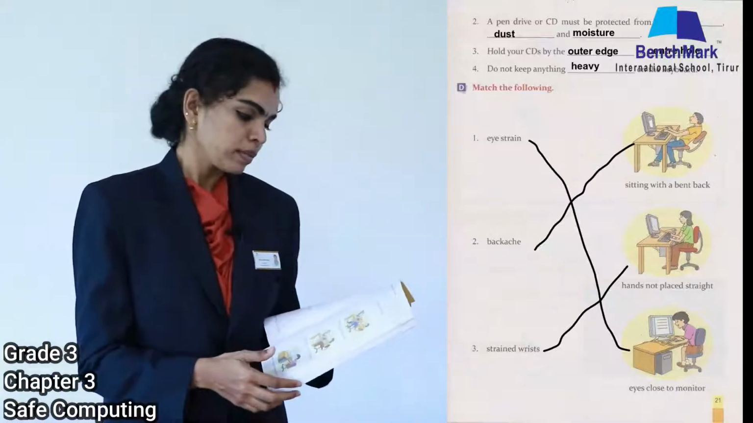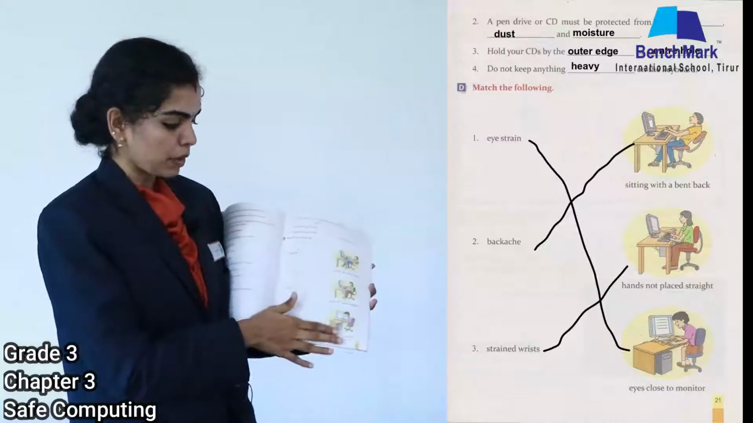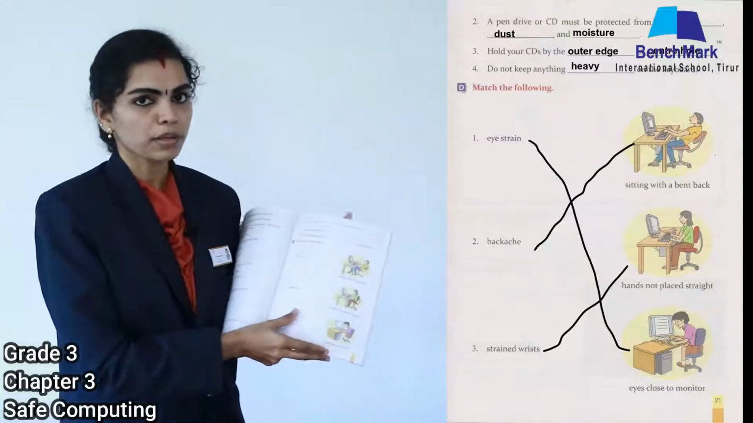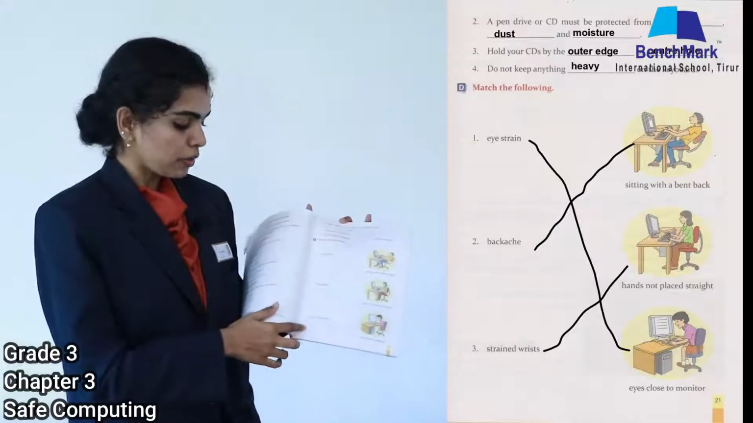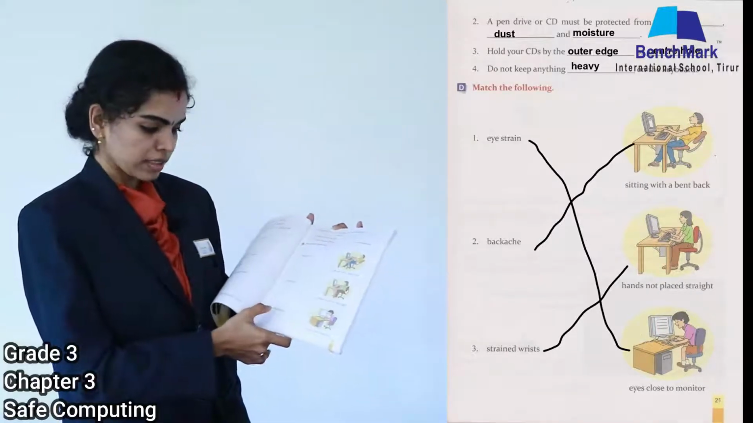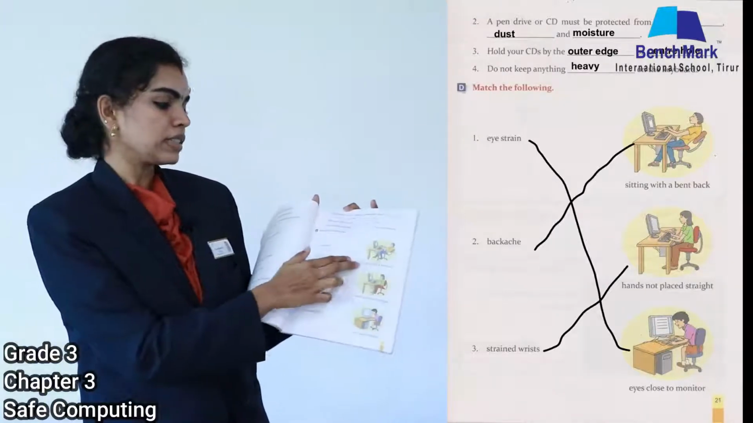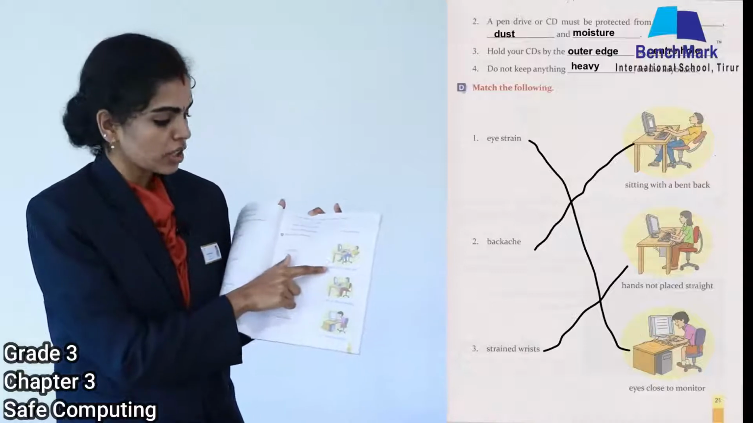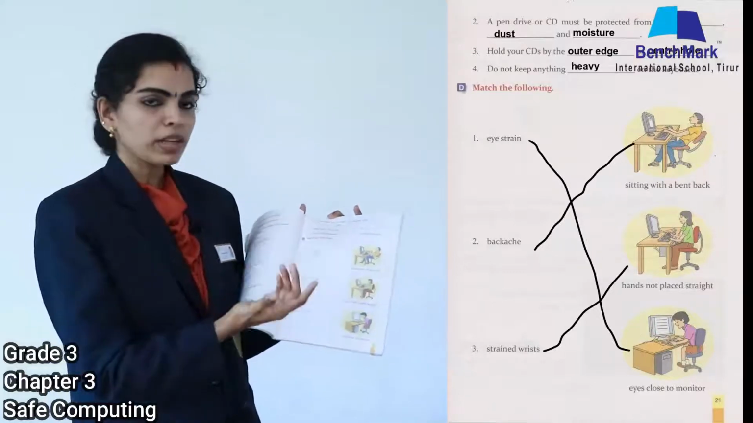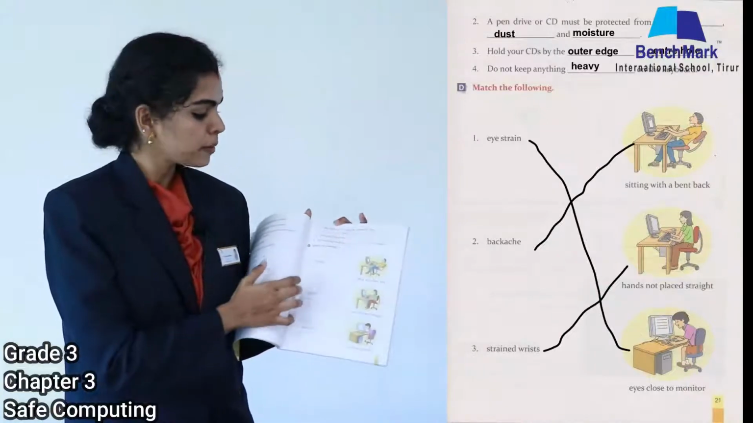Okay. Match the following. So here they have given some pictures, that is some positions of a person, and here they have given strains. Okay. That is eye strain, backache, strained wrist. So if you are sitting like this, can you see this first picture? Sitting with a bent back, what will we get? We'll get backache. Okay. So we need to match it to backache.